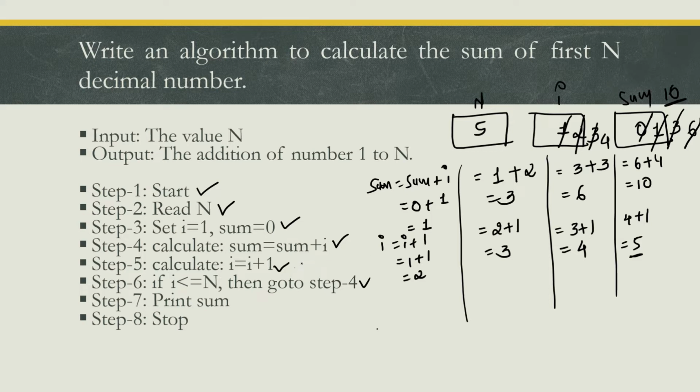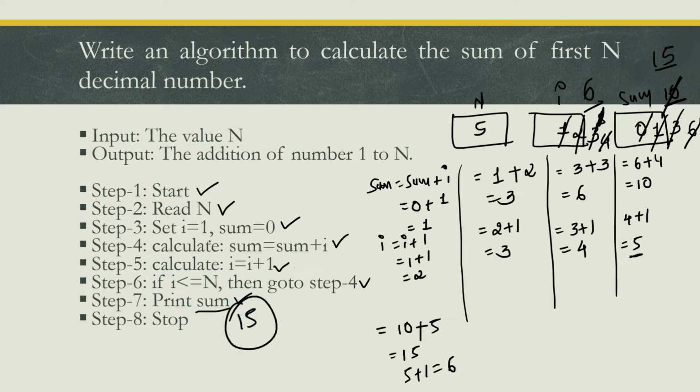What is the value of sum? 10. What is the value of I? 5. 10 plus 5, 15. Okay, what is the value of I? 5. 5 plus 1, 6. The value of sum is 15. Value of I is 6. 6 is less than or equal to 5? No, it is false. Then step 7 will execute: print sum. What is the value of sum? It is 15. Okay, so by this algorithm we get the value 15.